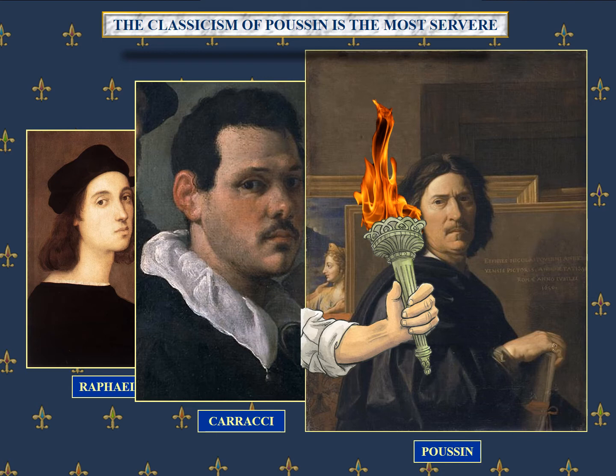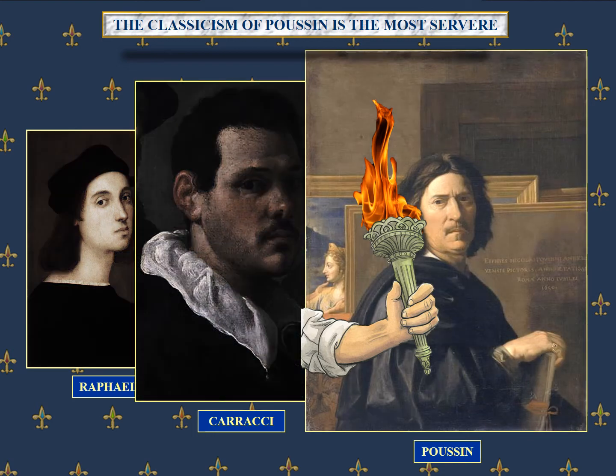And that's one reason why Louis XIV liked Poussin so much. He beat the Italians at their own job, the job of classical art. So of those three, the most severe practitioner is Poussin.